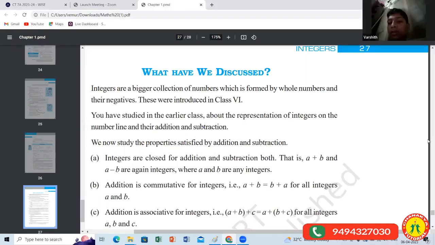B bit also, Varshit. Addition is commutative for integers. Example: a plus b is equal to b plus a for all integers. That's why we are telling commutative property means order changes. We can add in any order. We can multiply in any order. Right, right.